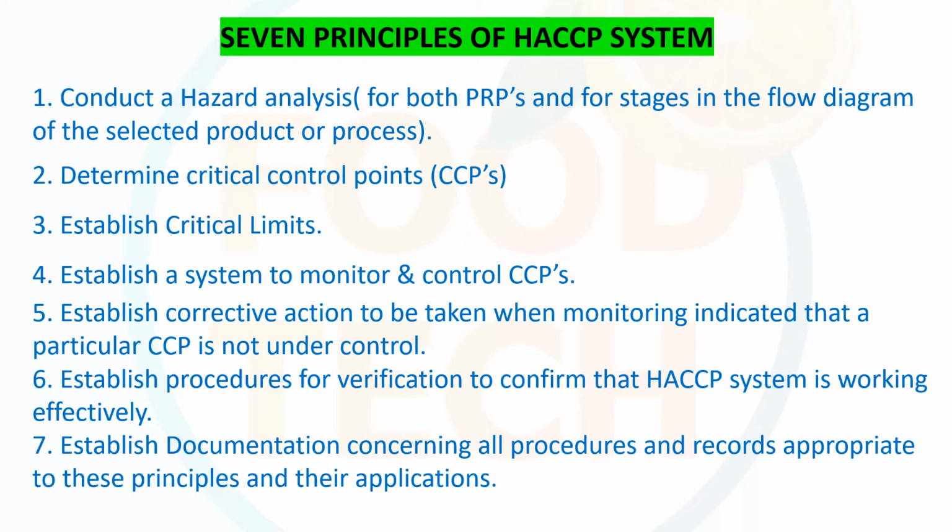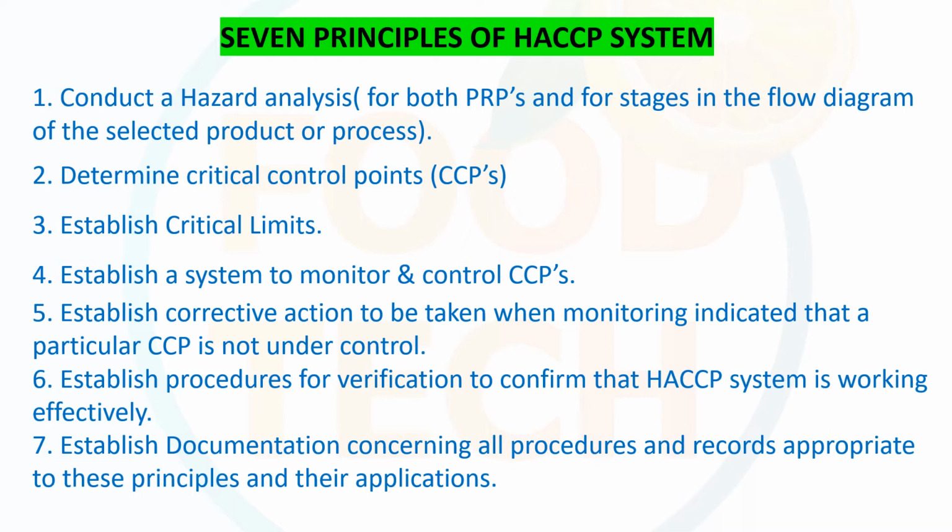And then the second point is the critical control point. Then it is critical limits. Fourth is to establish a system to monitor and control the CCPs. Next is corrective actions. See, here you need to think about how all these seven principles fit together in the entire system.